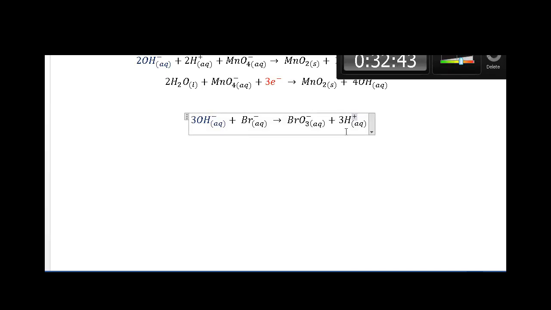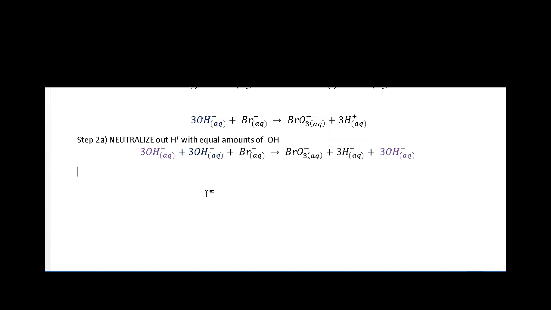We are in base, so let's neutralize the H plus with 3 hydroxide ions. And whatever we do to one side of the equation, we have to do to the other. So we're going to add 3 hydroxide ions to both sides of the equation to neutralize the H plus that's on the products. So the OH minuses that I've added for neutralization of the H plus, which I added to balance out the hydrogens, that's shown in purple.